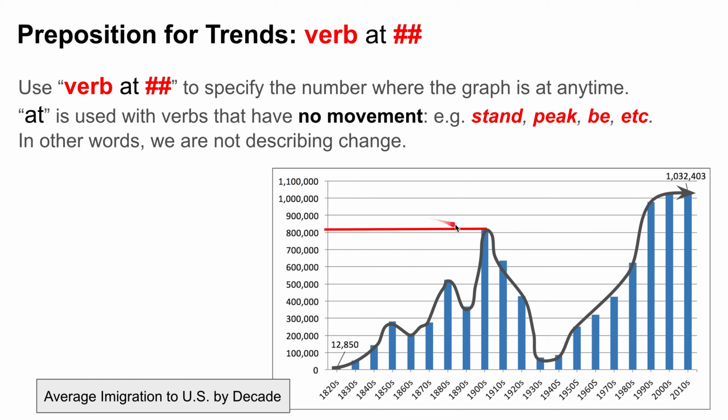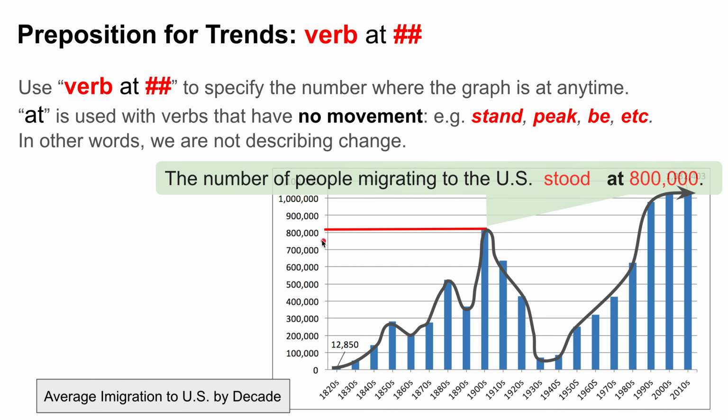Okay, so again, we're going to be looking at this peak right here in the 1900s of 800,000. So we say the number of people migrating to the US stood at 800,000. Again, stood is a no movement verb, it's non-movement. It's not changing. We're not describing a change.